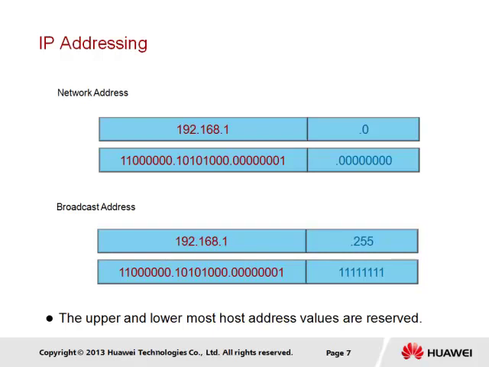Each network range must also support broadcasts, and does so through setting all host bits to a value of 1 in binary. As such, the upper and lowermost values in IP network address ranges are reserved, so that hosts are not assigned such addresses.